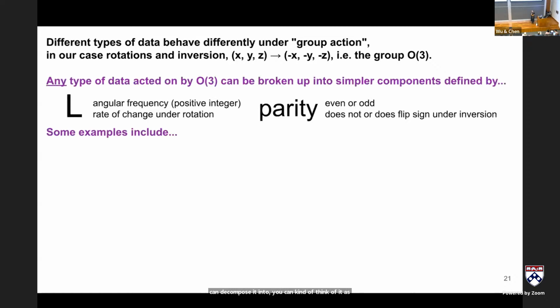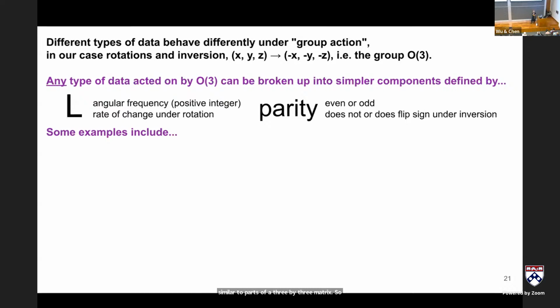So any type of data that's acted on by the group of rotations and inversion in 3D, so O3, can be broken up into simpler components that are indexed by two numbers. L, which you can kind of think of as an angular frequency: if I rotate my coordinate system, how quickly does this feature change? If L equals 0, it doesn't change. It's invariant under rotation. If L equals 1, it changes at the same rate as I change my coordinate system. Something like a vector is an L equals 1. Something like L equals 2 would be similar to parts of a 3x3 matrix. So it may have double the frequency.